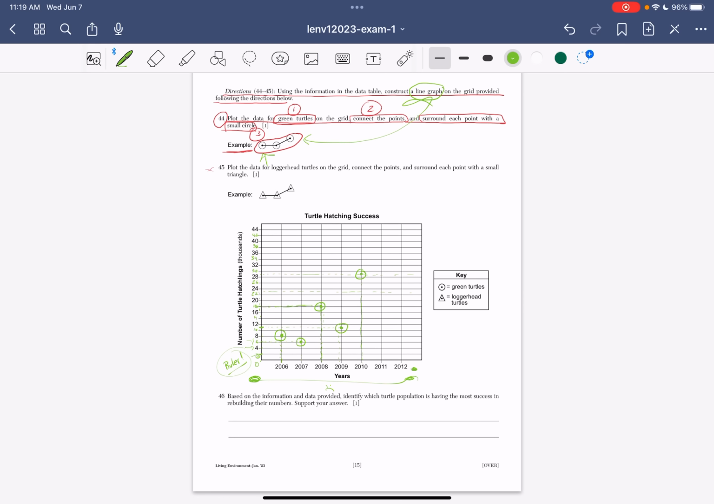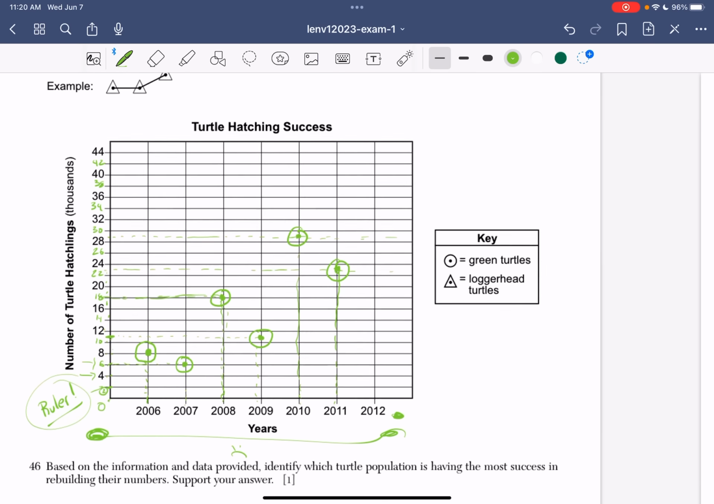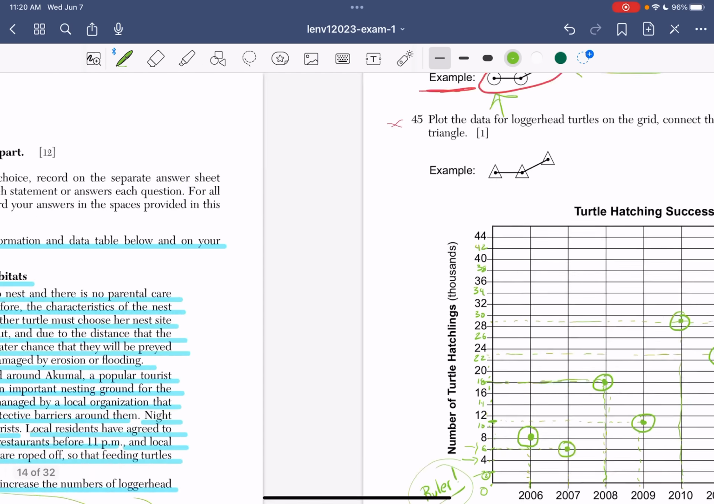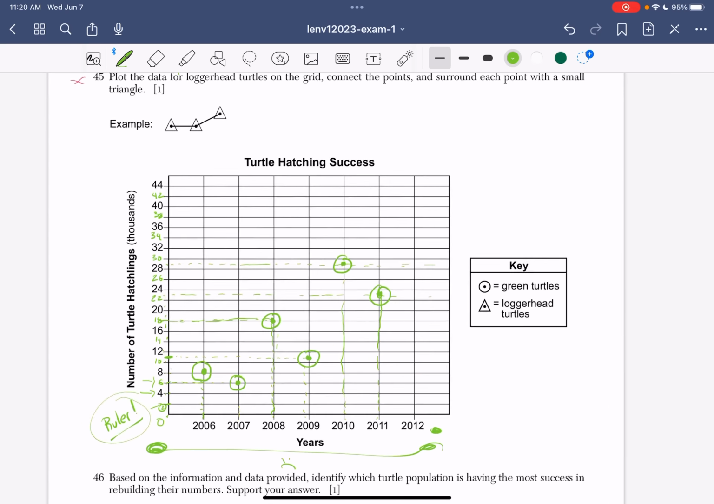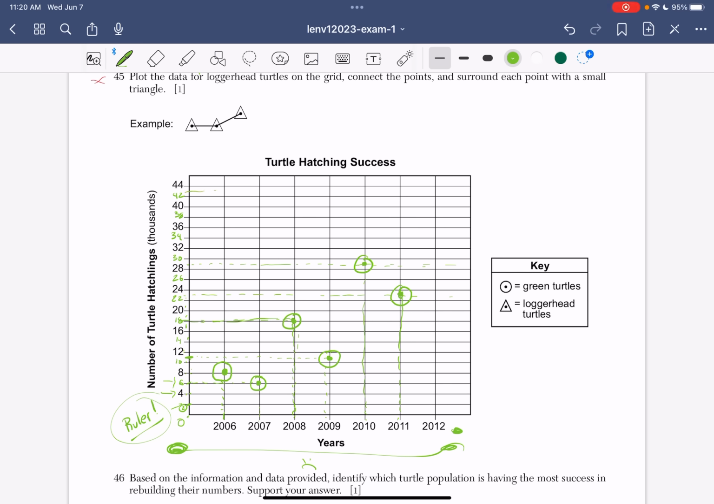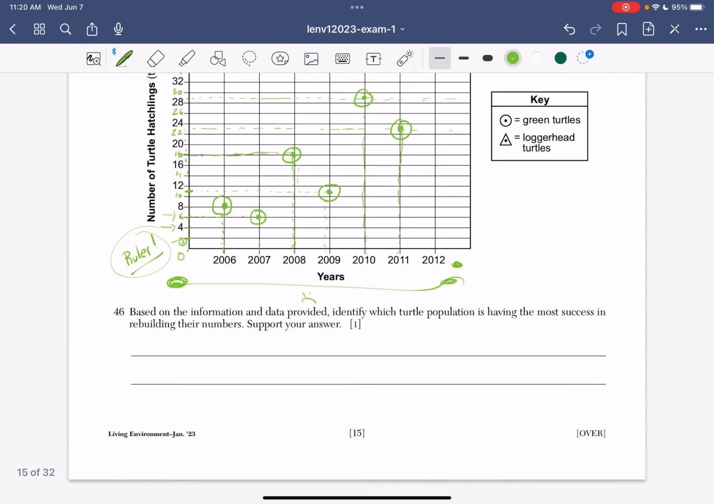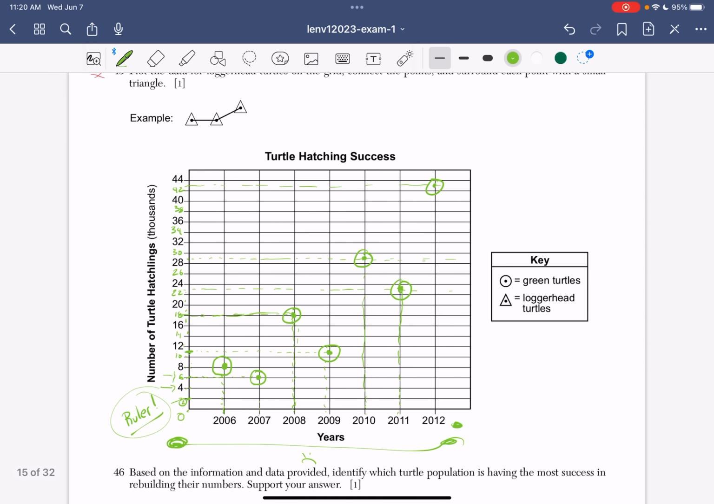You're going to be doing this with a ruler. 2011 is around 23. Then last one, 2012. 2012, I'm doing dots everywhere, is 43. Okay, 2012 is 43. So 43 is around here. And 2012 is right here. Perfect. Now, you plotted all of your plots for the green turtle.